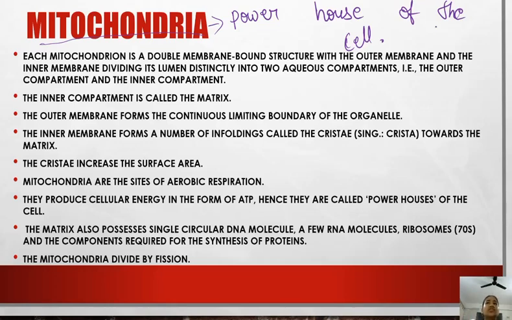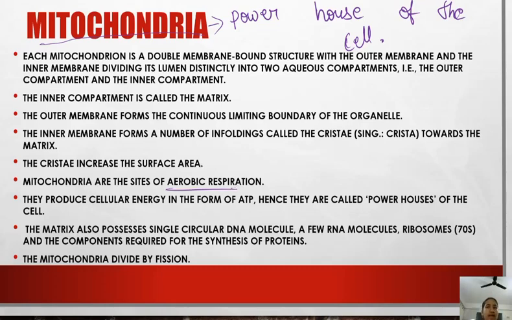Each mitochondrion is a double membrane structure with the outer membrane and the inner membrane, dividing its lumen distinctly into two aqueous compartments. This is the outer compartment and the inner compartment. The inner compartment is called the matrix. The outer membrane forms the continuous limiting boundary of the organelle. The inner membrane forms a number of infoldings called the cristae, singular crista, into the matrix. The cristae increase the surface area. Mitochondria are the site of aerobic respiration.